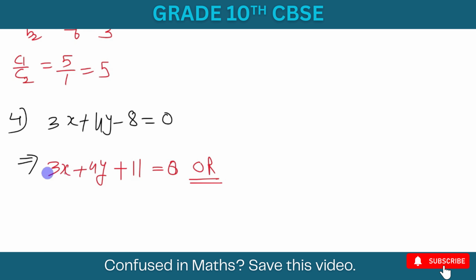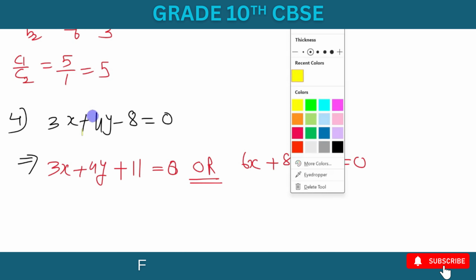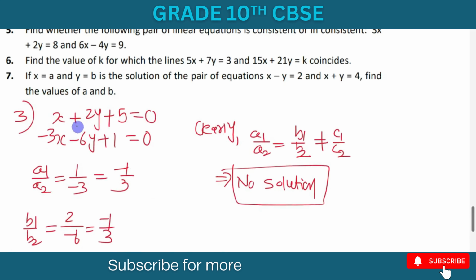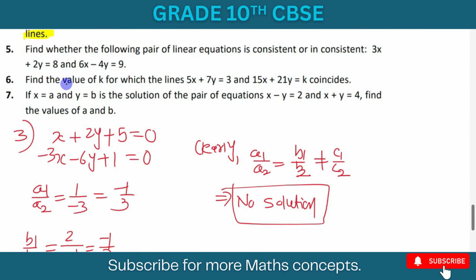You can multiply the entire equation by any random number. For example, I'm multiplying by 2, so 6x, 8y, and multiplying the constant by 2 gives 22, equal to 0. We can understand this is also no solution, because 3 by 6 is 1 by 2, 4 by 8 is also 1 by 2, but -8 by 22 is not 1 by 2. So these are the possible answers. We can write infinite equations like that.